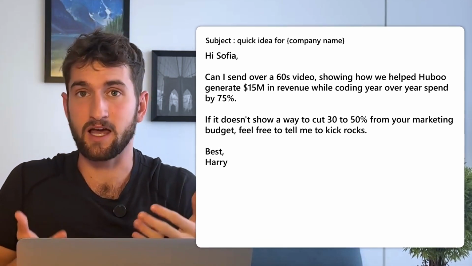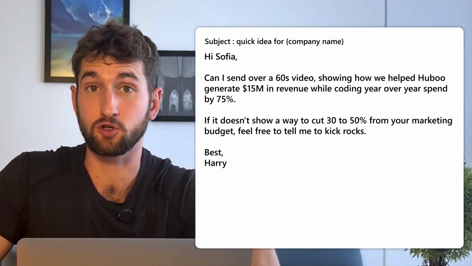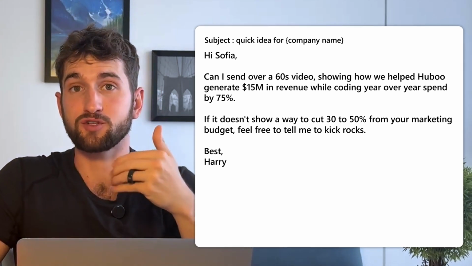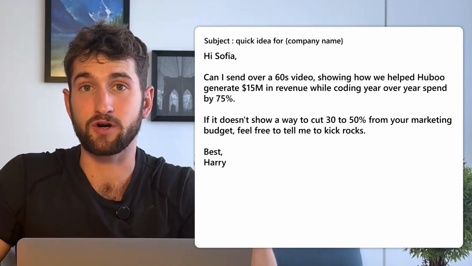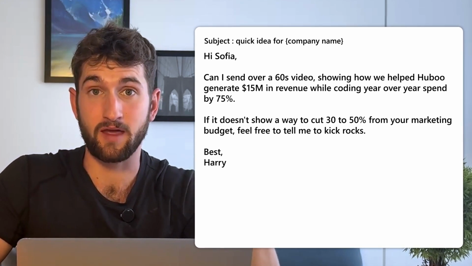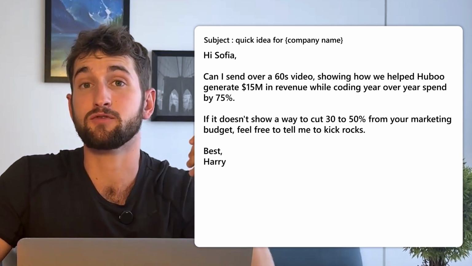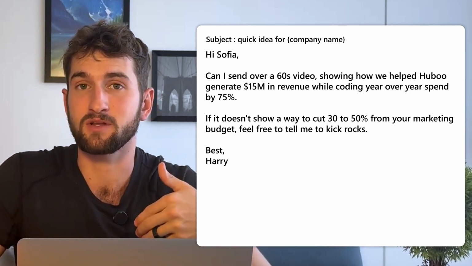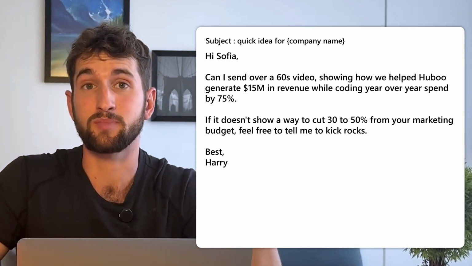A couple reasons why this works: just look at the call to action. You see how easy and light and non-pushy it is? It essentially makes the reader want to know what's in your Loom video. And mentioning $15 million in revenue and a 75% year-over-year reduction brings instant credibility with specific numbers that matter. I also sprinkled in a little bit of personality. At the very end, I said, feel free to tell me to kick rocks. That makes it seem a lot more human. It disarms them, takes them out of defensive mode, and it's a big pattern interrupt.